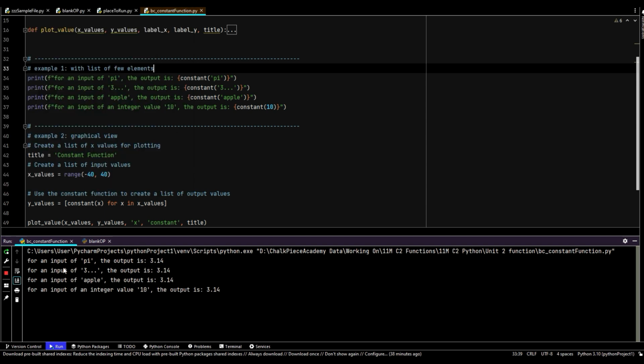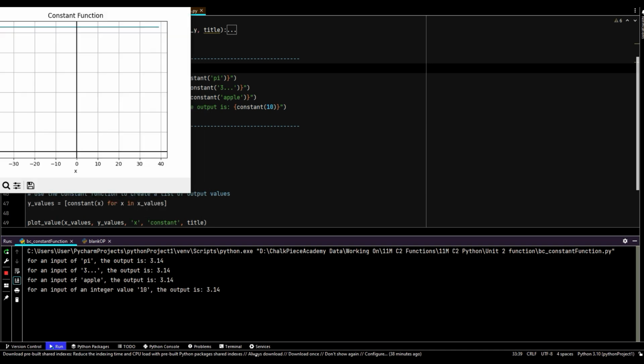So let's look into this now. For individual inputs, what's happening over here? If I send the word pi, right, you can see over here I'm sending the word pi, I get the value of 3.14. If I happen to type 3 point dot dot dot, my output is 3.14. If I have an input of apple, again the output is 3.14. For an input of an integer value of 10, the output again is 3.14. So whatever you send, it gives back the same output.